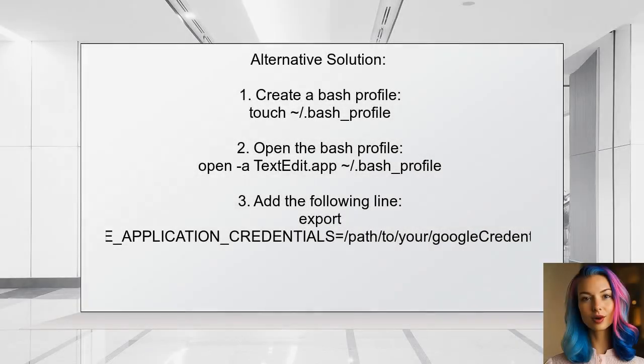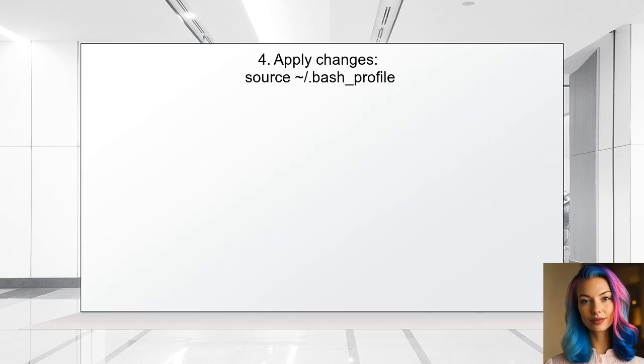An alternative solution suggests creating a bash profile to set the Google application credentials. First, use the command touch ~/.bash_profile to create the file. Then open it with open -a TextEdit.app ~/.bash_profile. In the new window, add the export command with your JSON file path. Finally, run source ~/.bash_profile in the terminal to apply the changes.